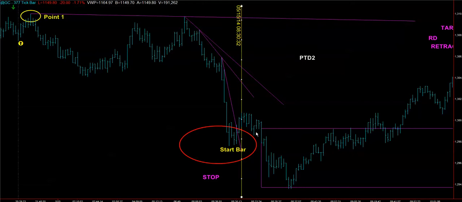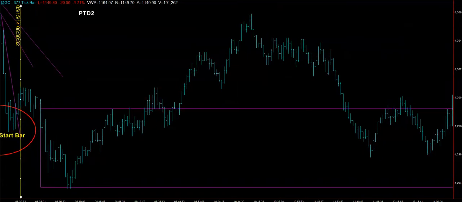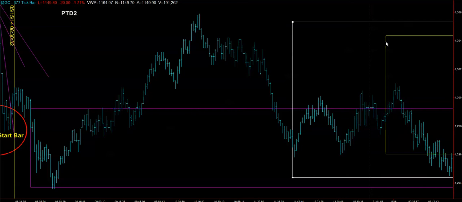So right now we have the start bar here, and what we do is we'll just move over so that all we see in our window is the start bar, which is the entry of the first trade. We no longer need this yellow measuring tool because it's only good for first trades. We're interested in PTD2, which is the yellow one.